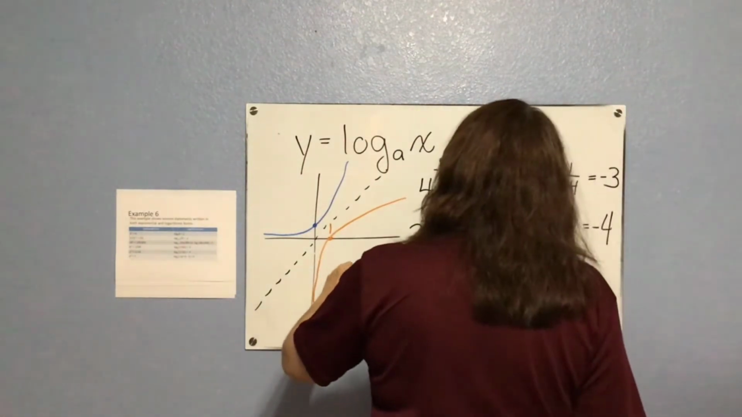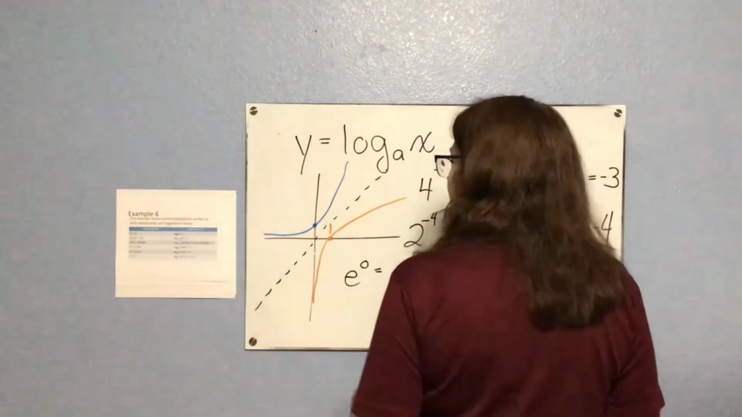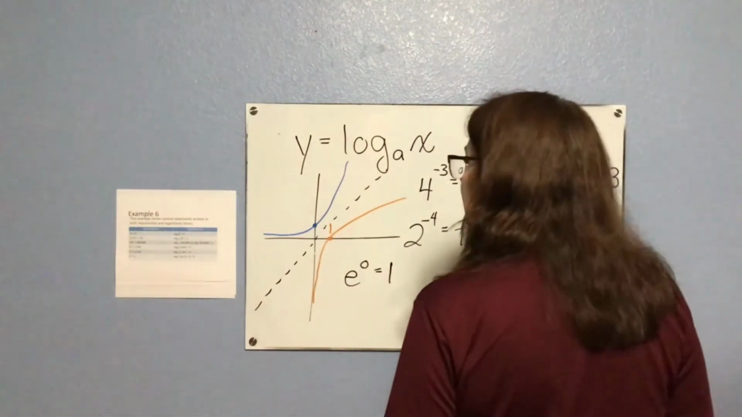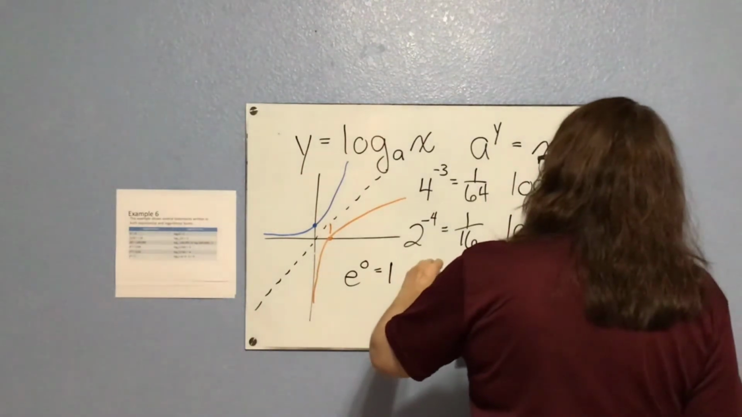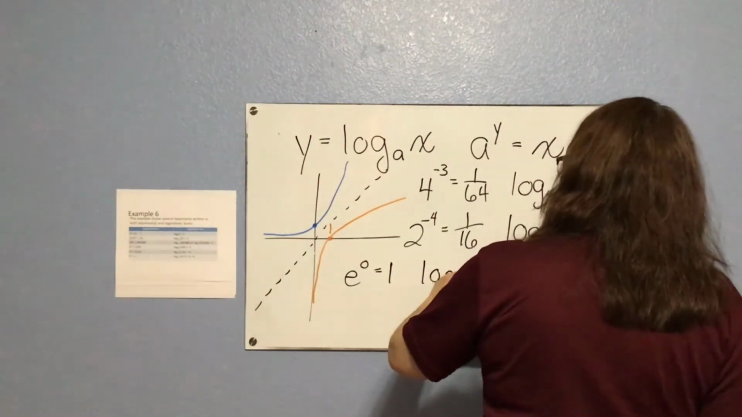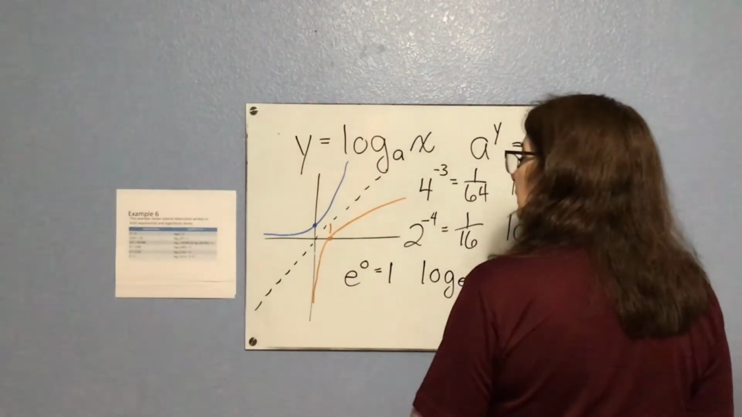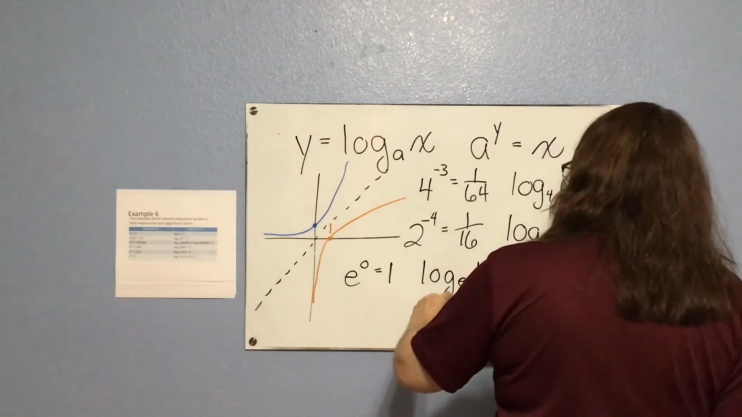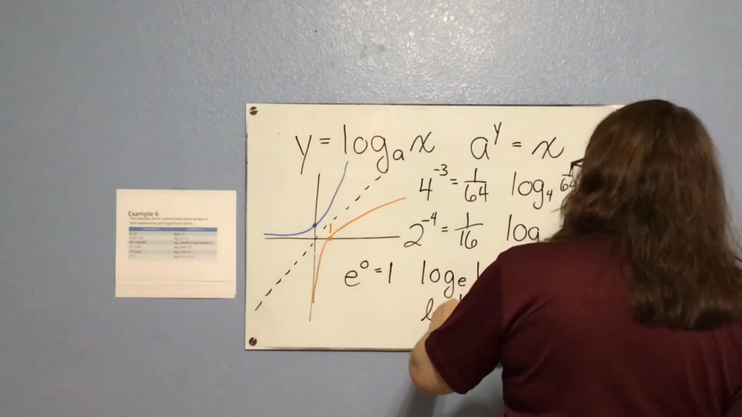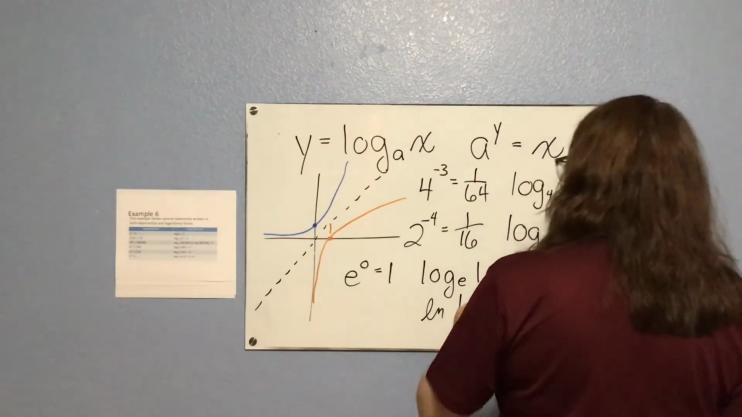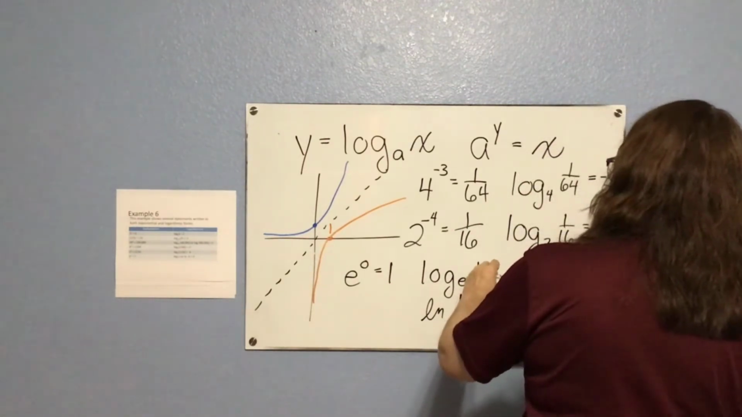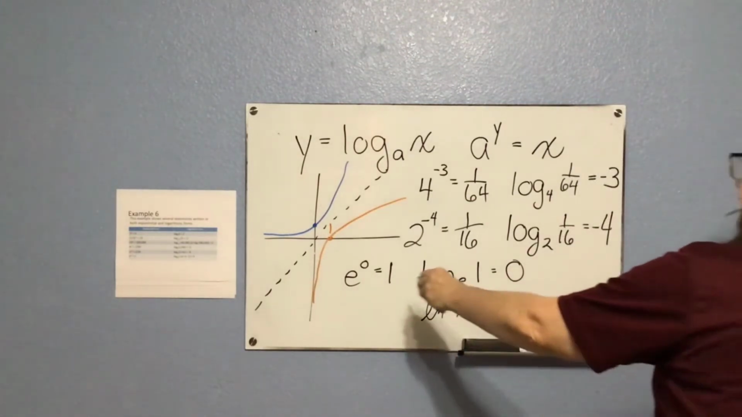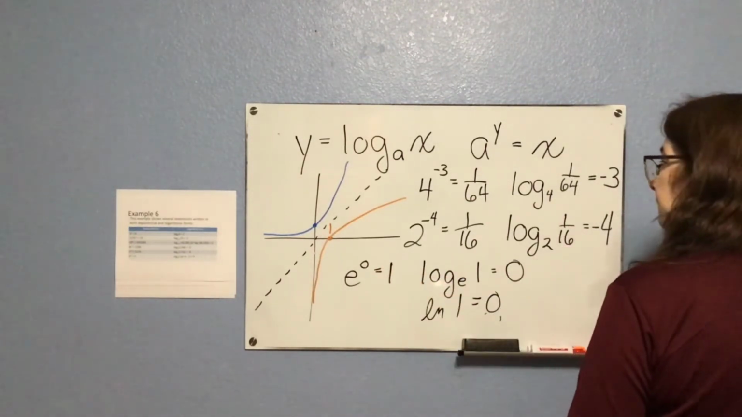Okay, now let's look at e to the 0 equals 1. We know any number to the 0 power equals 1. So I could say log base e of 1. And you can write it this way. More commonly, it's written as natural log of 1. Both of these equal 0. Okay, because e to the 0 power is equal to 1.